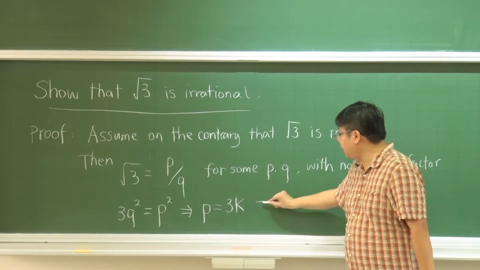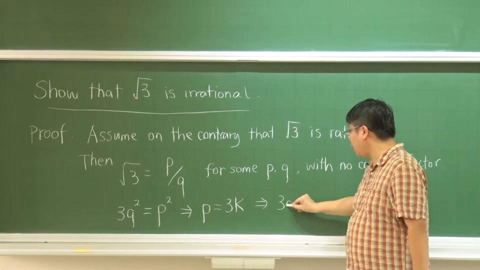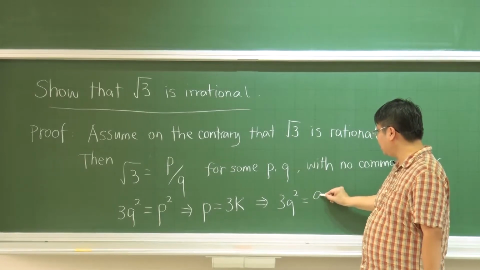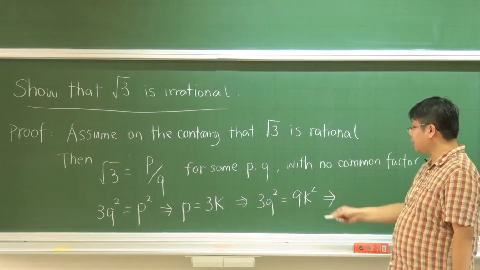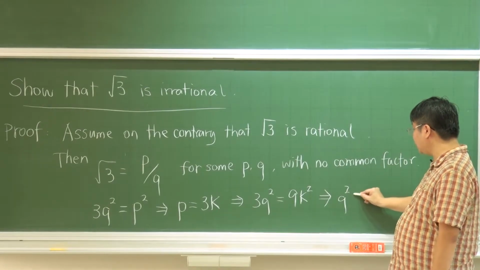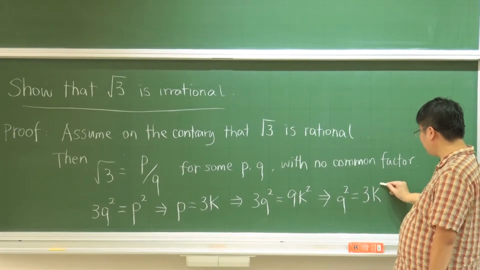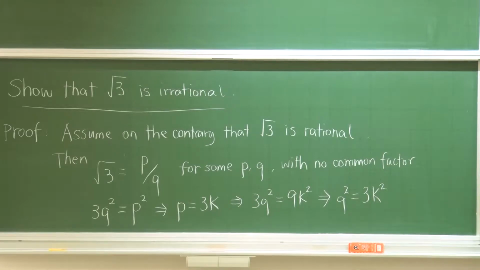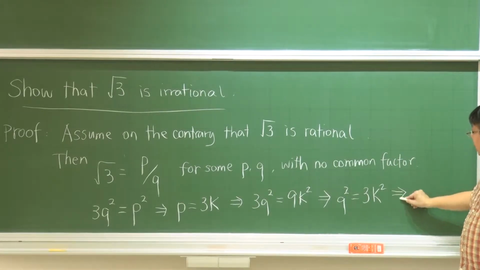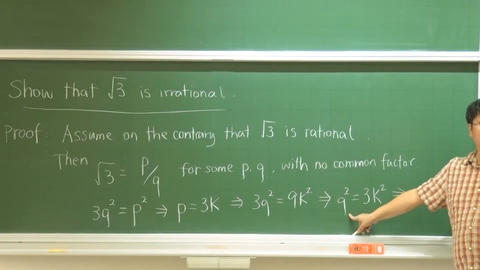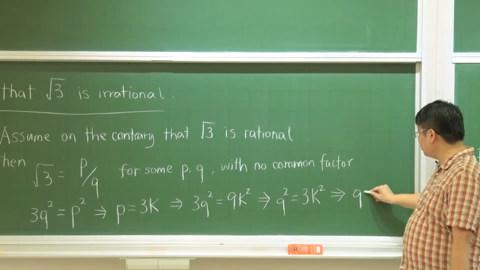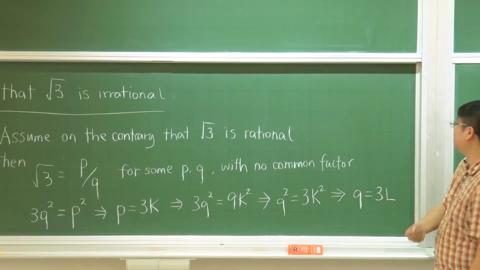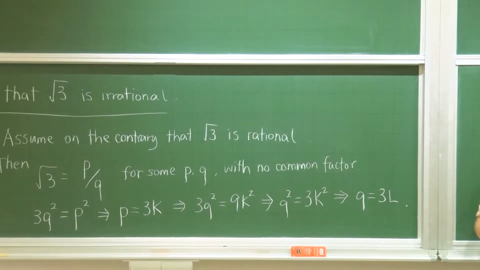If p is equal to 3k for some k, then 3q squared is equal to 9k squared. So if 3q squared is equal to 9k squared, then q squared is equal to 3k squared. Okay? Now if q squared is equal to 3k squared, q itself has to be a multiple of 3. So q is equal to 3 times l for some l. And then at this point, we get a contradiction.